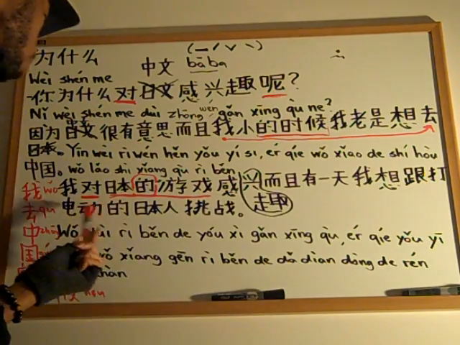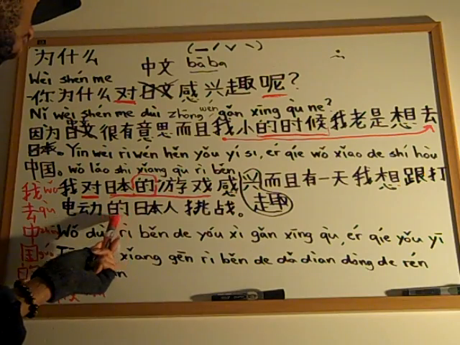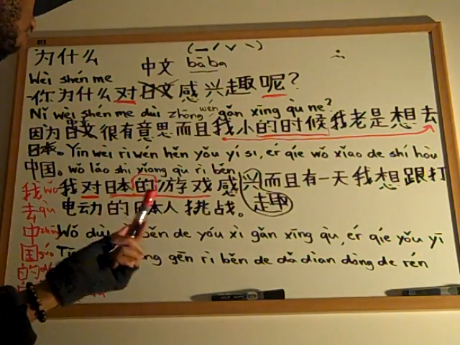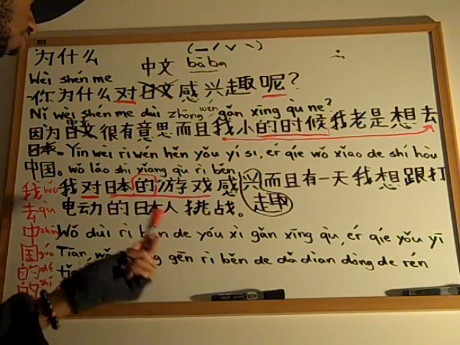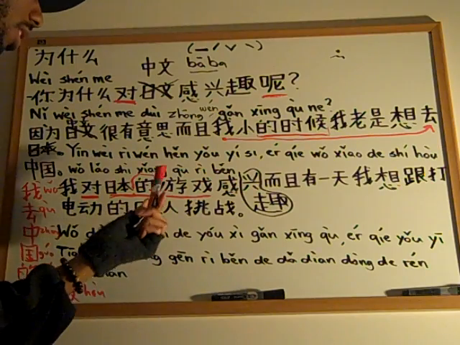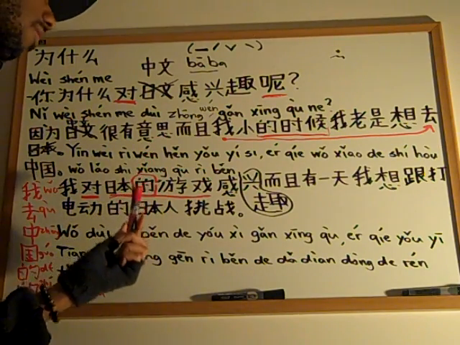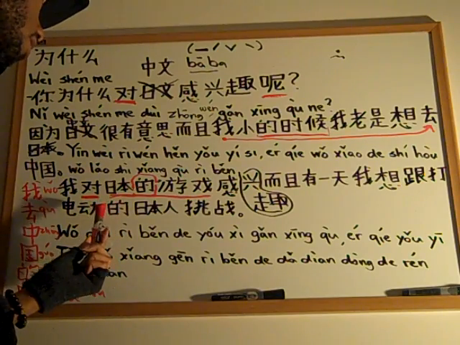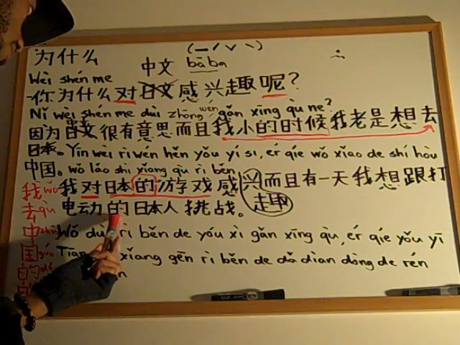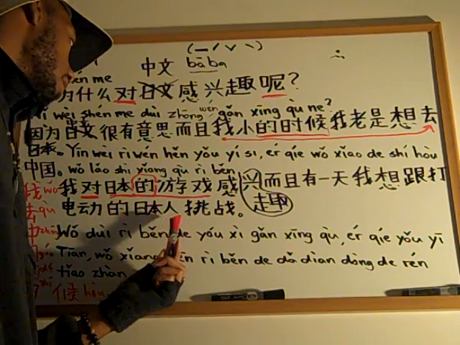So 打电动的日本人. So here's that "the" again. That's the possession. So with the Japanese players. That's the video games that are played by the Japanese, of the Japanese. That's what the "the" signifies here. So 打电动的日本人挑战.